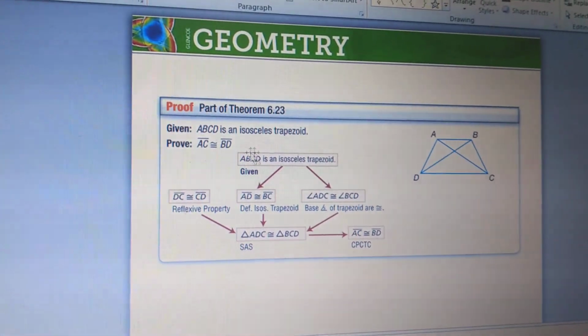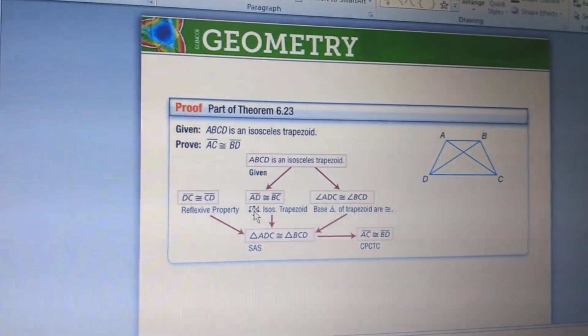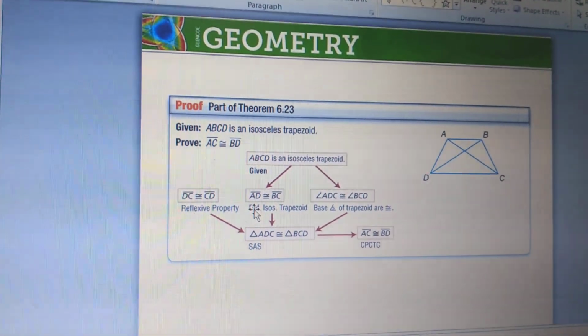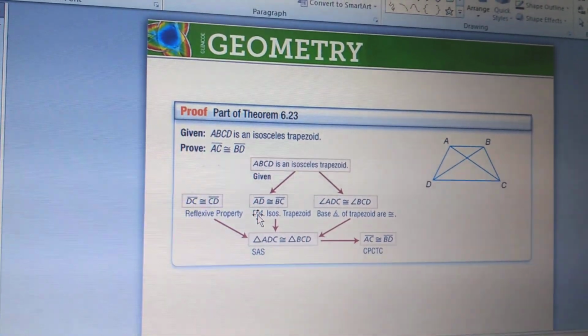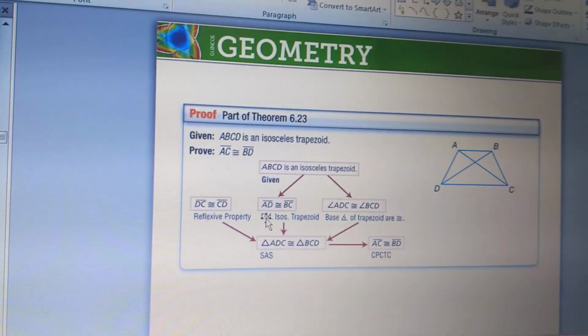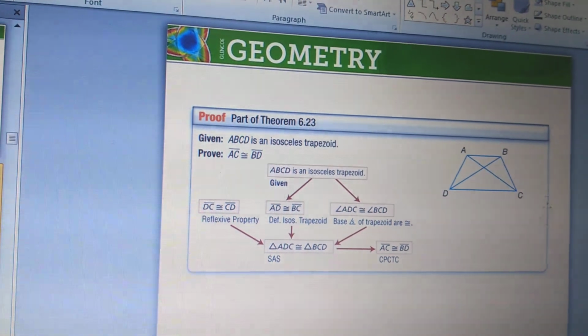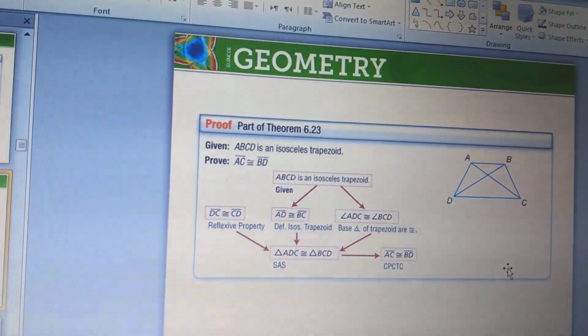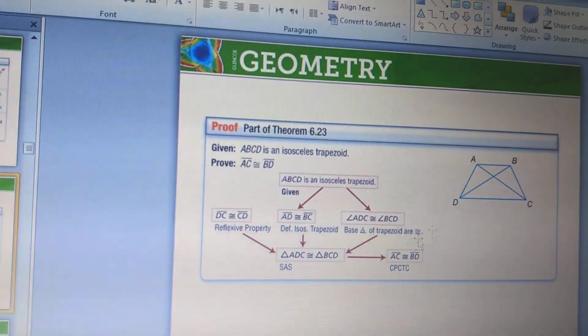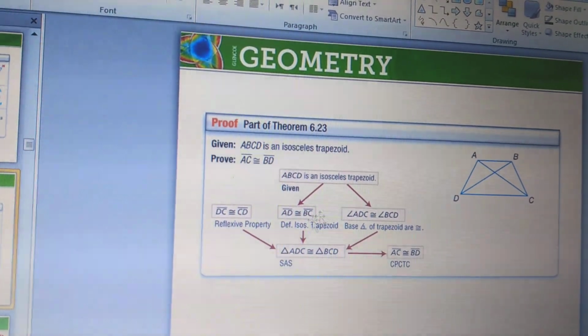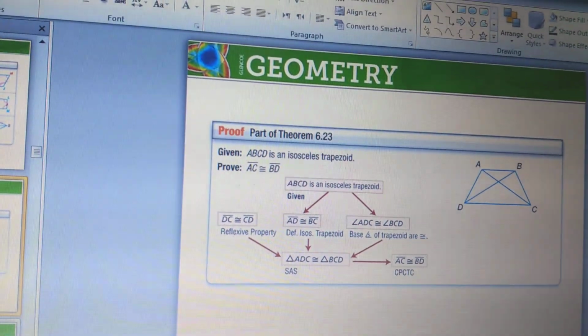This example shows how we use a flowchart to prove that ABCD is an isosceles trapezoid using diagonals AC and BD. Of course, this is not important, I only want you to read it and to remember how we make a flowchart.